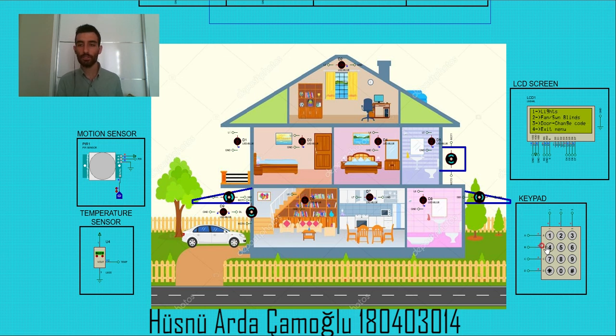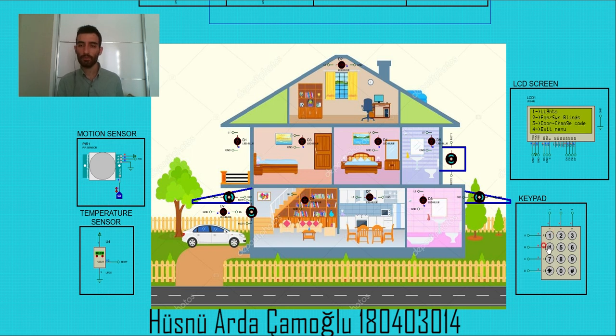We have 4 different options at this menu: lights, fan or sun blinds, door or change code, and exit menu. Let's choose the first one, lights. If we choose lights on, each light in the house will go on. Let's head back again. If we choose lights off, each light inside of the house will go off.